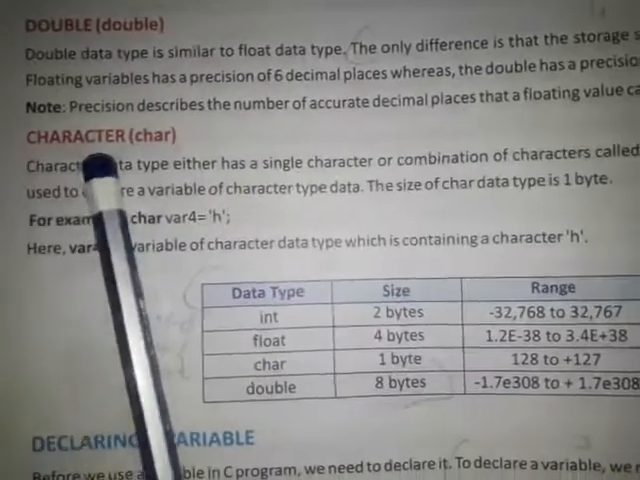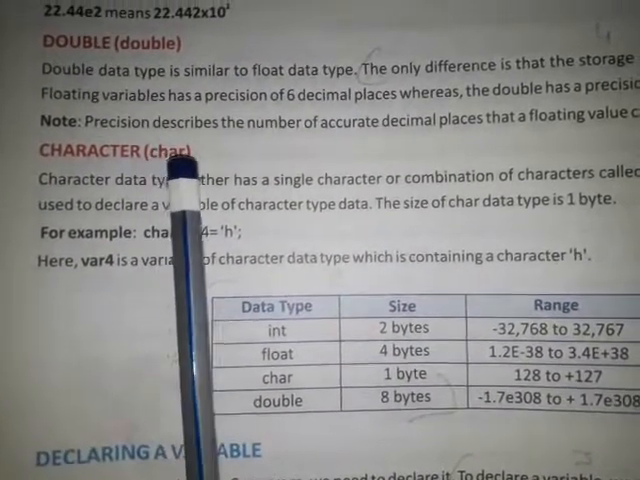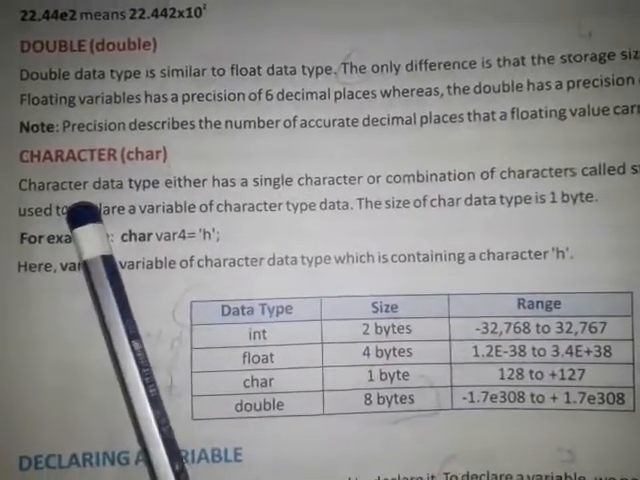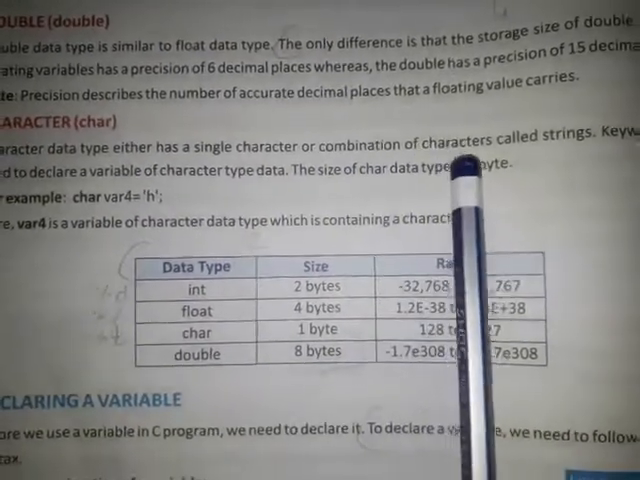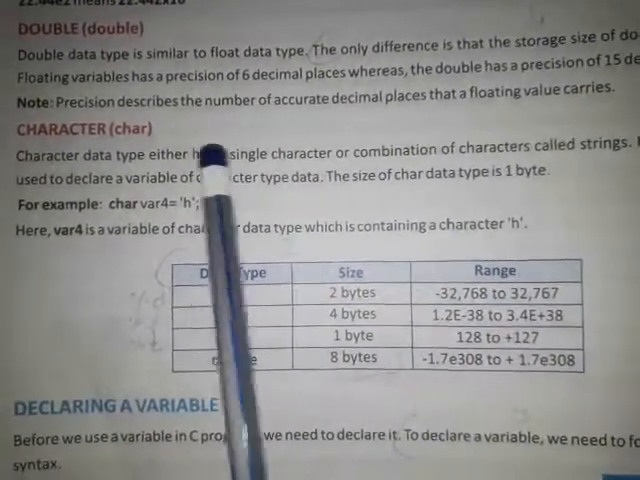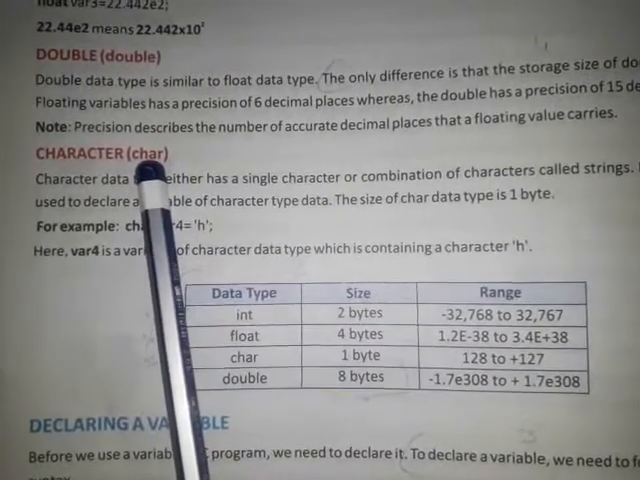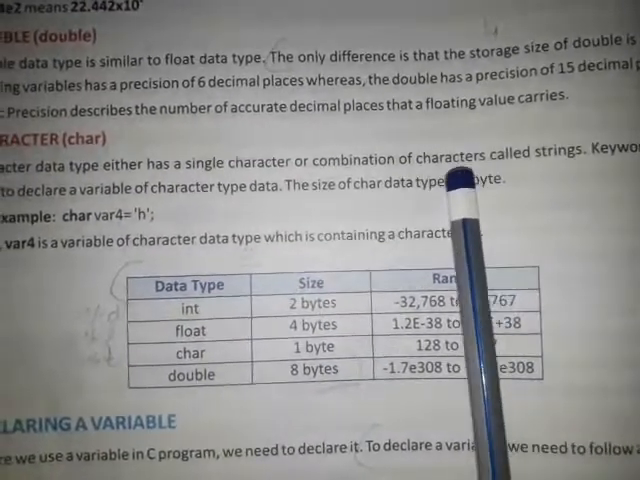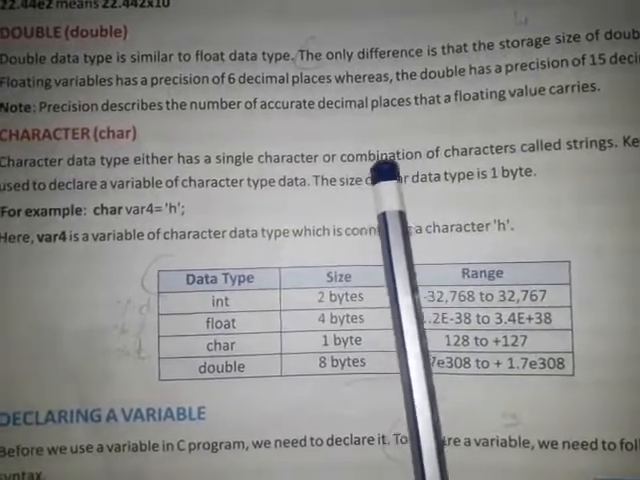Now another type is character. The keyword is char. Character data type either has a single character or a combination of characters called a string. They can store single characters, meaning A, B, C, or combinations of characters, like Ram, Mohan. These are combinations of characters.